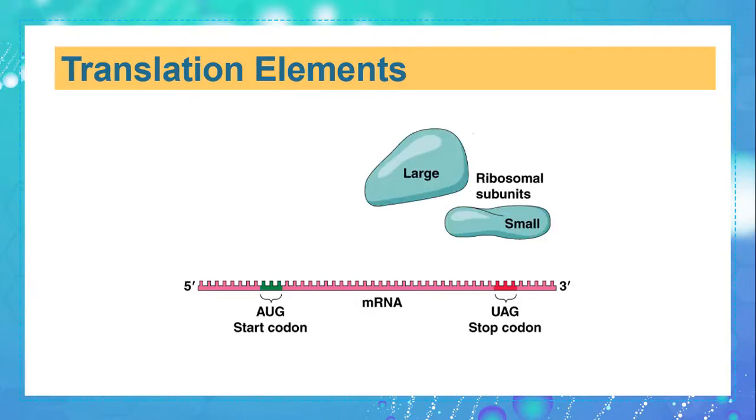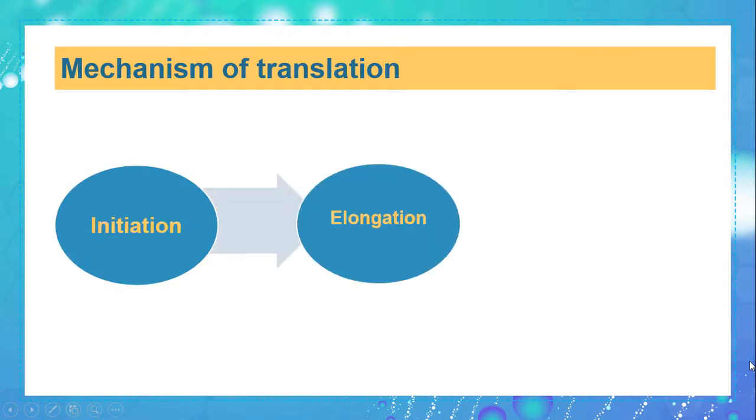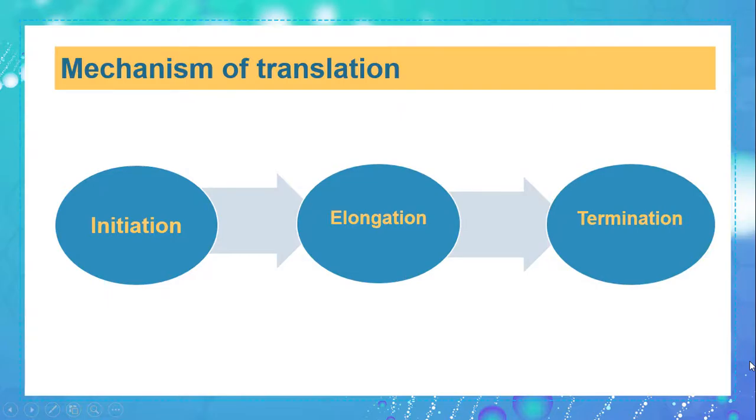Before we start examining what happens during each phase of translation, we should keep in mind the elements of translation, which are mRNA, ribosomes, and tRNA. Translation includes three steps: initiation, followed by elongation, and finally termination.